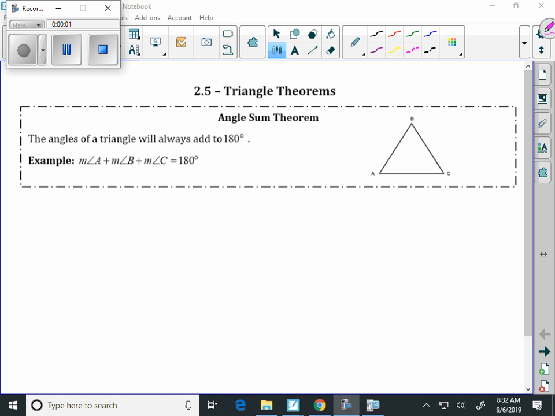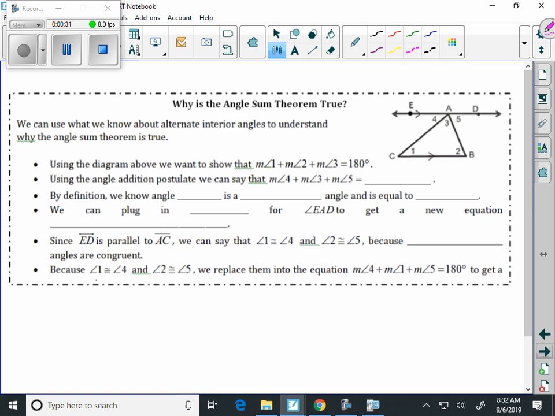Talking about triangles. Something that's probably pretty common knowledge for you already is the angle sum theorem. All that the angle sum theorem says is if we take angle A and we add it to angle B and we add it to angle C, all three of those angles in any triangle add up to be 180 degrees. Well, why does it work?